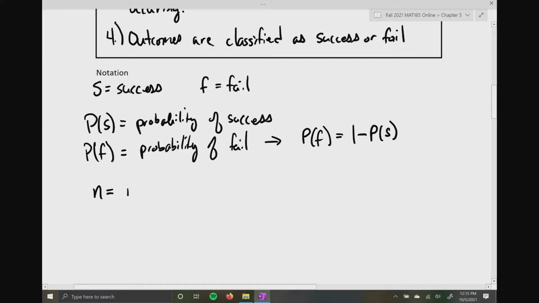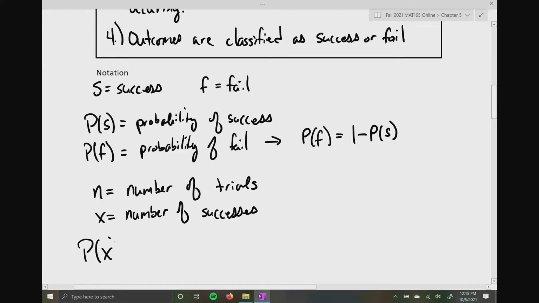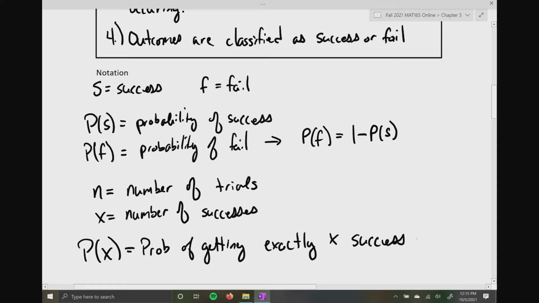N is going to be the number of trials. X will be the number of successes. And then P of X is going to equal the probability of getting exactly X successes among N trials.